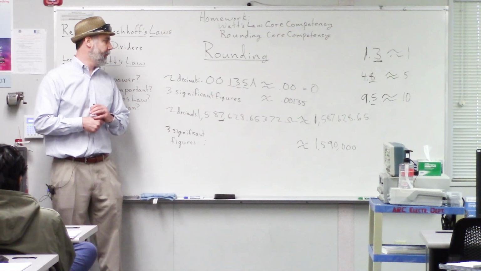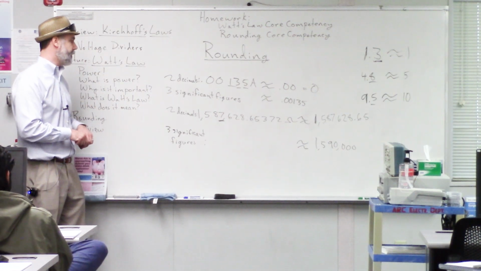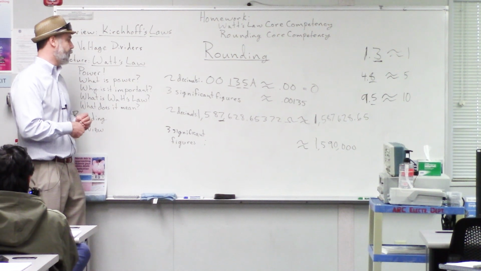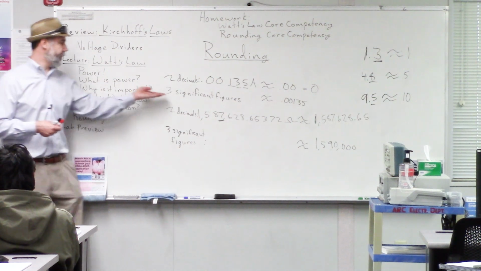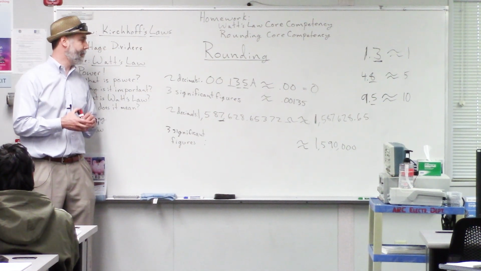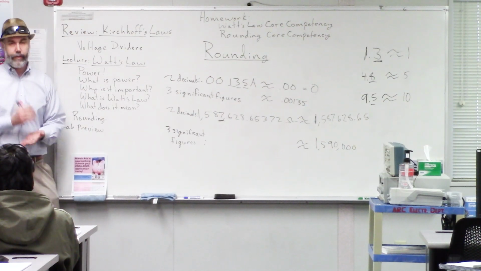Okay. So that's a good way to round. You want to generally, for this class, 3 significant figures is a good number to keep. Okay. So questions about that?